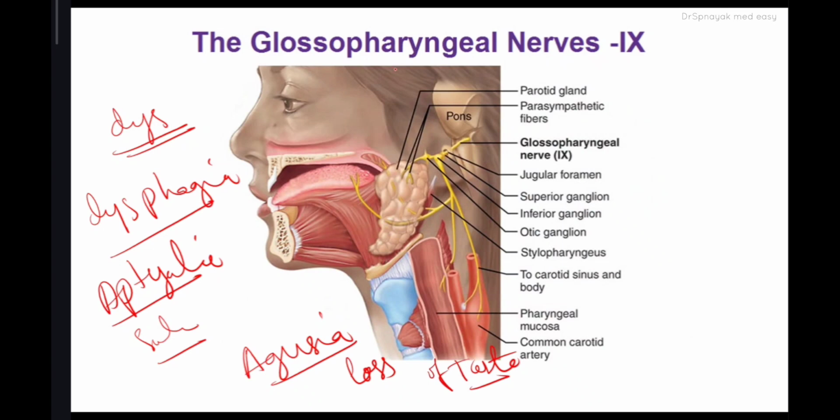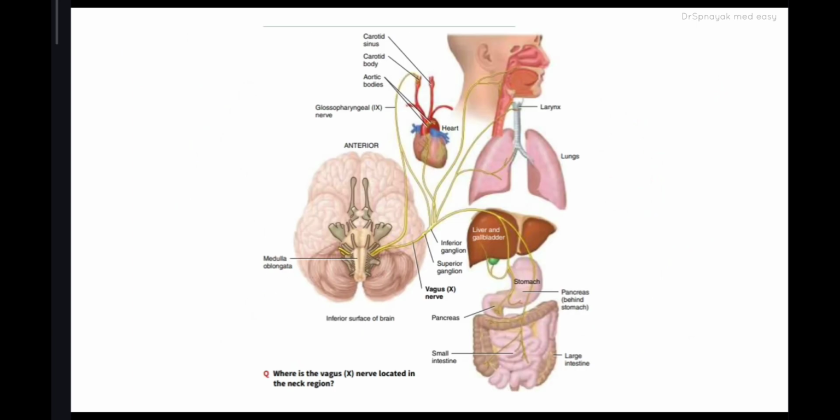So if anybody has glossopharyngeal nerve dysfunction, if this nerve is damaged, it will cause dysphagia, where patient will have difficulty in swallowing. It will cause aptalia, where salivary secretions are decreased, and agusia, patient will have loss of taste sensation. These three are important if glossopharyngeal nerve is damaged. Okay, now I think we have completed 9 cranial nerves. Now 10th cranial nerve is very, very important, vagus nerve. I'll go very fast about this nerve.